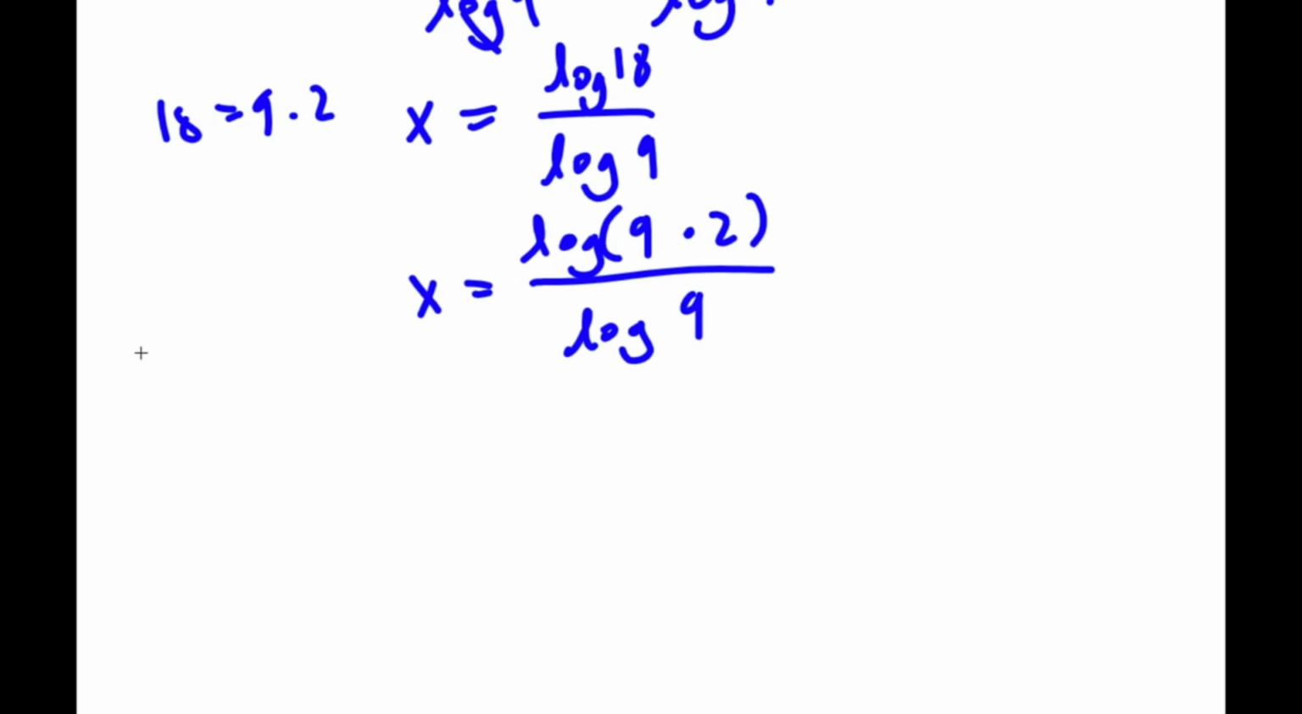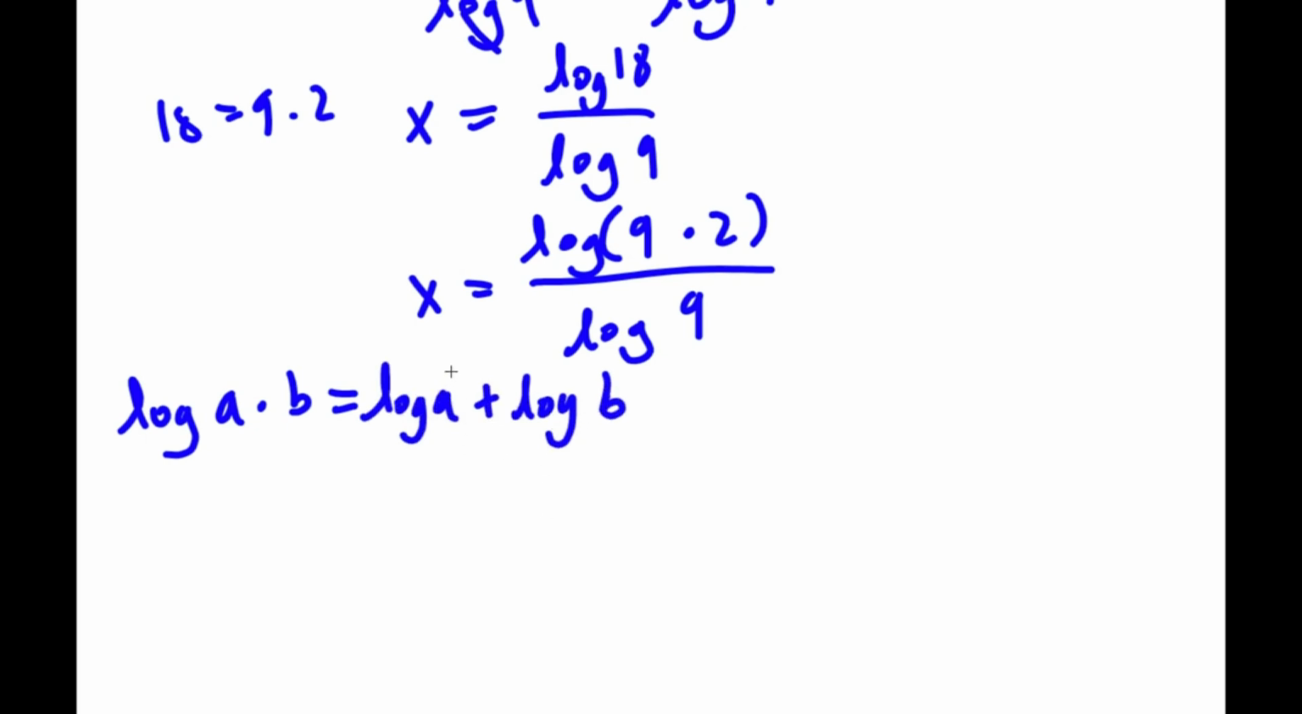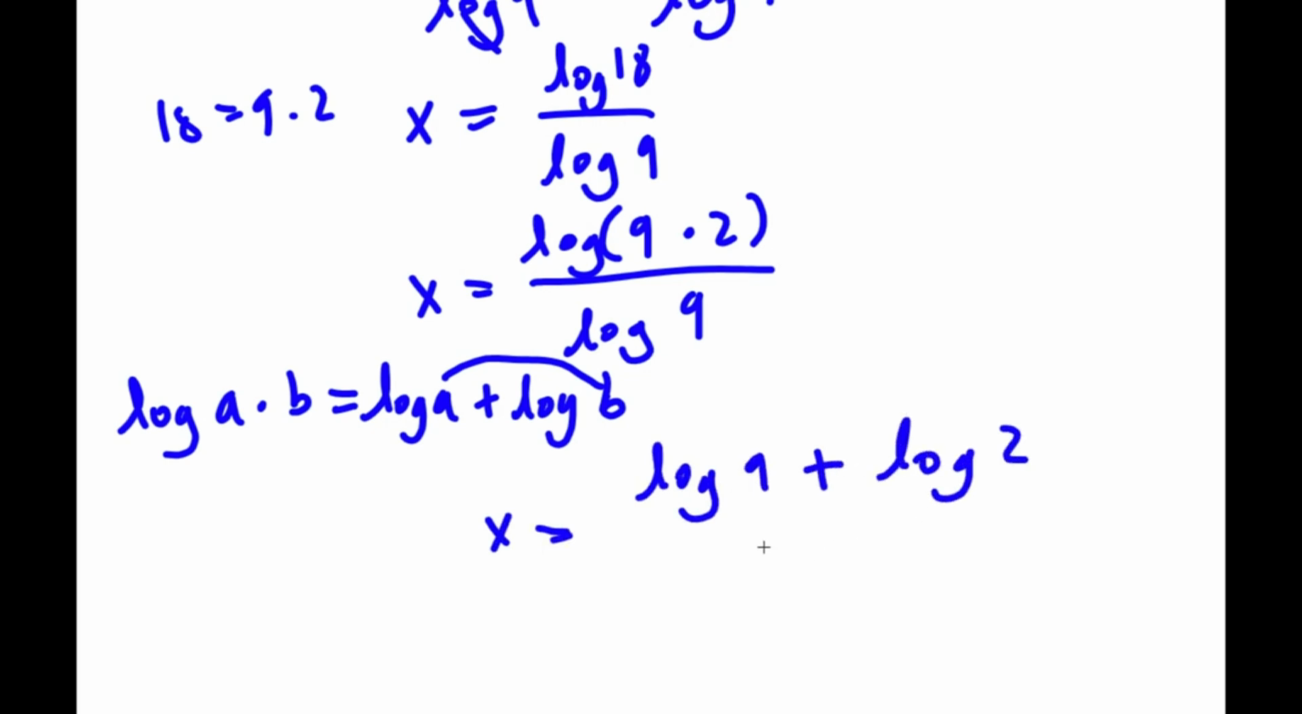So now, if I have a logarithm in the form log a times b, this is actually equal to log a plus log b. Because remember, if you guys didn't already know, when you're adding logarithms, you're technically just multiplying the two numbers in front of the logarithms. So now log 9 times 2 is going to equal log 9 plus log 2.